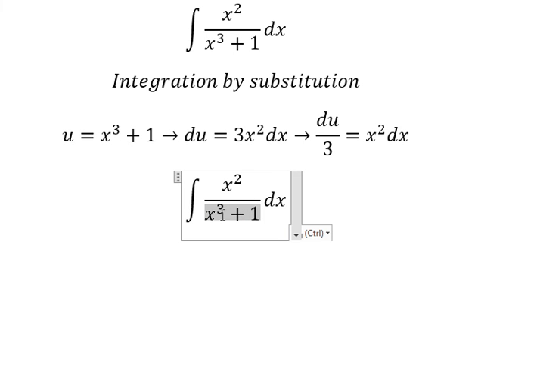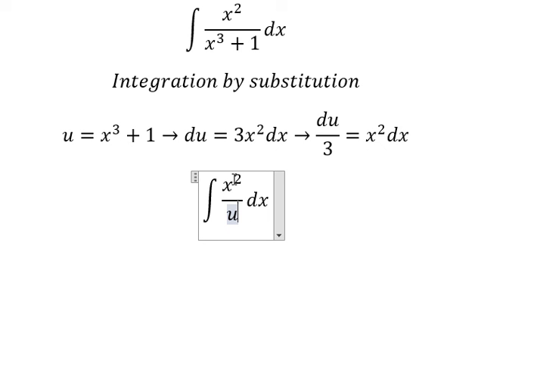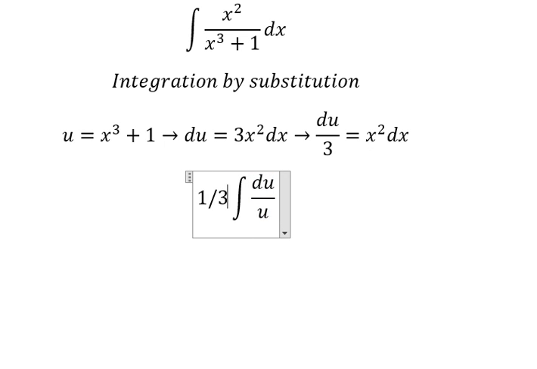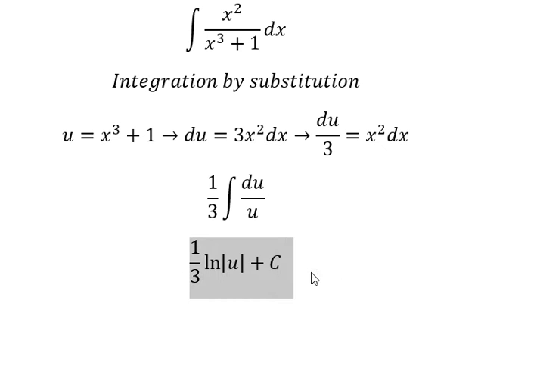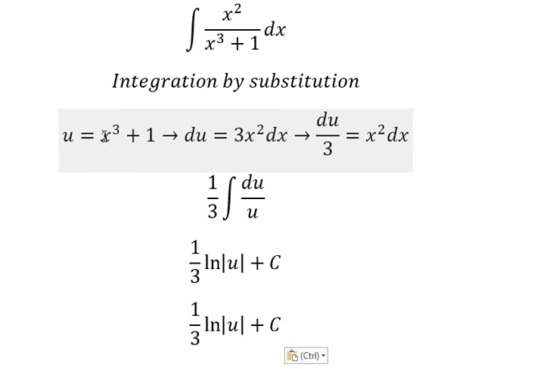This one we change to u. s squared ds we change to du over 3. The integration of this one, you get ln of the absolute value of u, and we put plus c. Then u is this one.